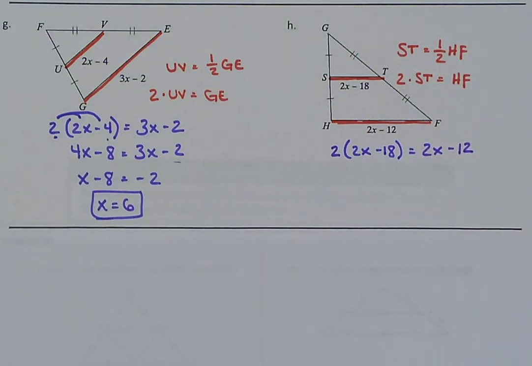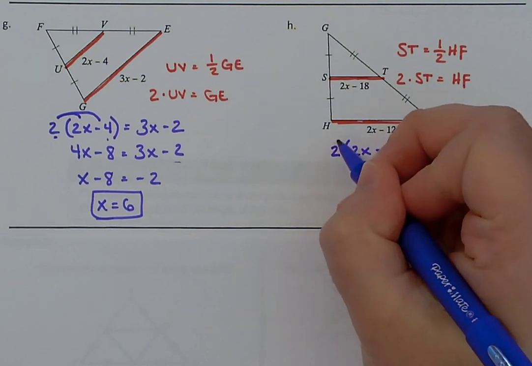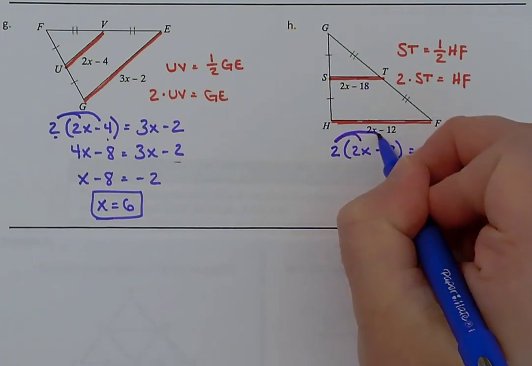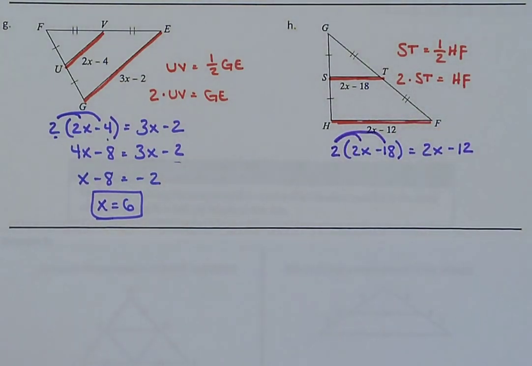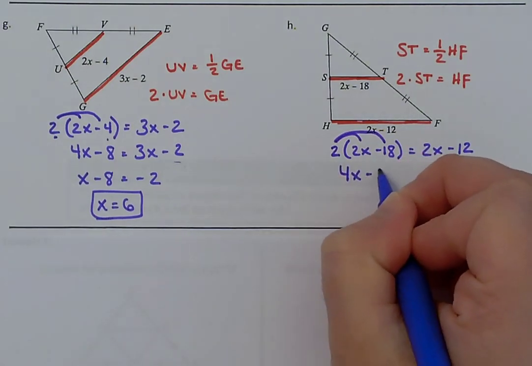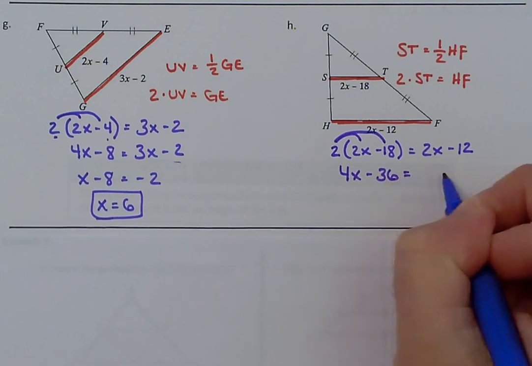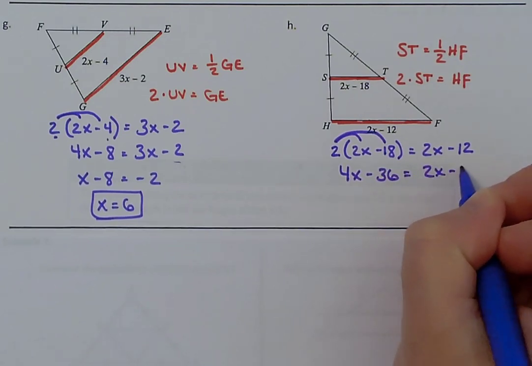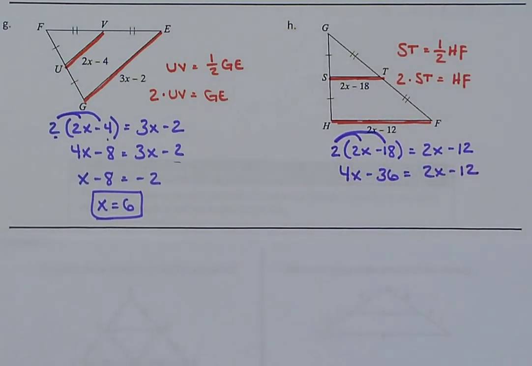So from here, what we need to do is multiply that 2 into the parentheses, or distribute it. So we're going to do 2 times 2x and 2 times 18. So I get 4x minus 36 equals 2x minus 12.